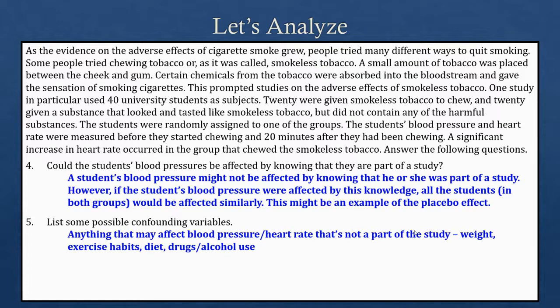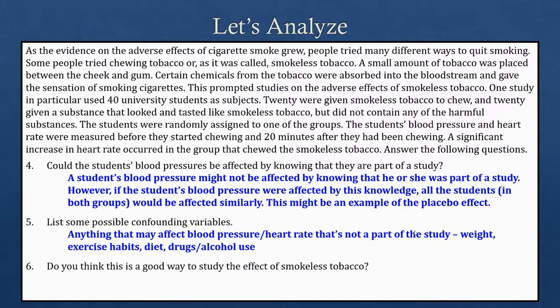So that could be their beginning weight. Heavier set people tend to have higher blood pressure than skinnier people. Their exercise habits, people who regularly exercise are going to have lower blood pressure typically. Their diet, if you eat a strict, healthy diet, you're probably going to have better heart rate and blood pressure. If you're a regular drug or alcohol user, then both of those things directly affect a person's blood pressure and heart rate. So those are all things that if we're just getting 40 university subjects randomly, then we may not have accounted for all those different things ahead of time, or at least they didn't tell us that they did in this study.